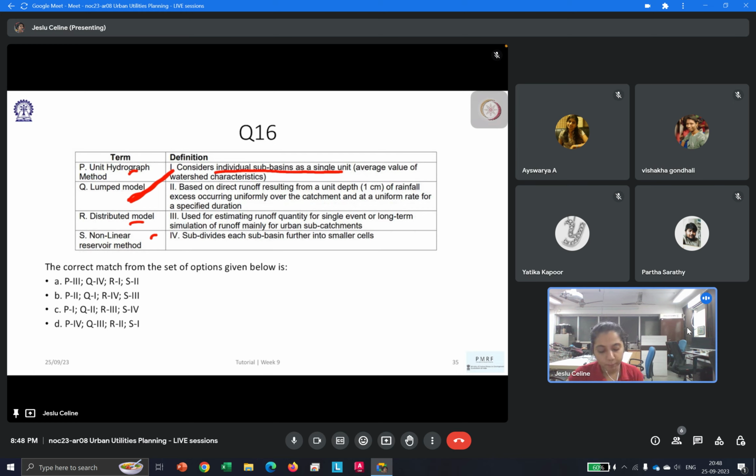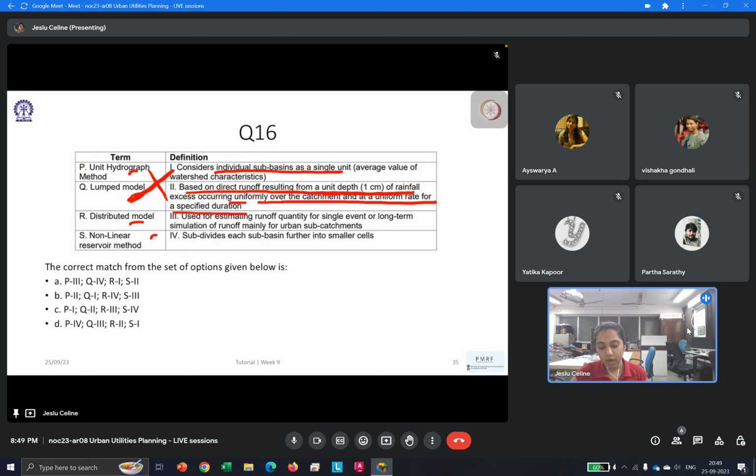And next one, based on direct runoff resulting from a unit depth of rainfall excess occurring uniformly over the catchment and at a uniform rate for a specified duration. Okay, unit hydrograph method. Very good. This is what we just discussed. So it's based on direct runoff resulting from a unit depth of rainfall excess occurring uniformly over a catchment and at a uniform rate for a specified duration.